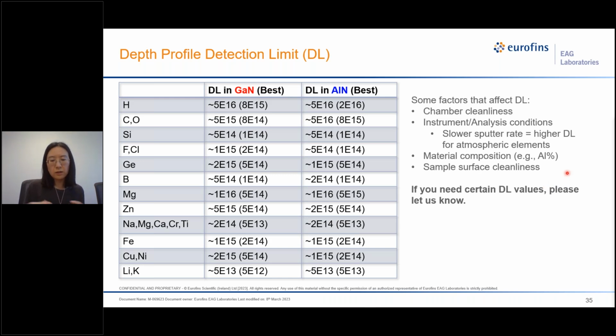Basically, as you deviate from nitride, things will get affected. Another thing that would affect the detection limit is the sample surface cleanliness or roughness. If it's super rough or super dirty, things will tail, and that would affect the detection limit adversely.